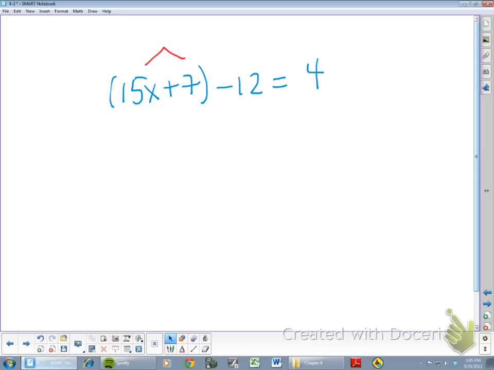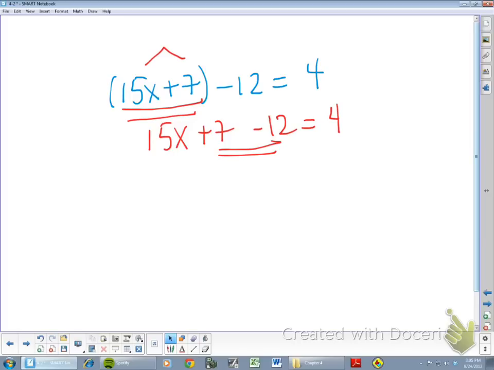So right now I have these parentheses. Is there an operation that I can do within the parentheses? The answer is no, because I can't add these two things together, since it's 15x plus 7, and they're unlike terms. So I actually don't need the parentheses there. So I'm just going to rewrite this without the parentheses. Now you can see 15x is unlike 7 and 12, but 7 and 12 are alike, right? So use keep, change here. You have 15x plus 7 plus negative 12 is equal to 4. Well, 7 and negative 12 is negative 5.